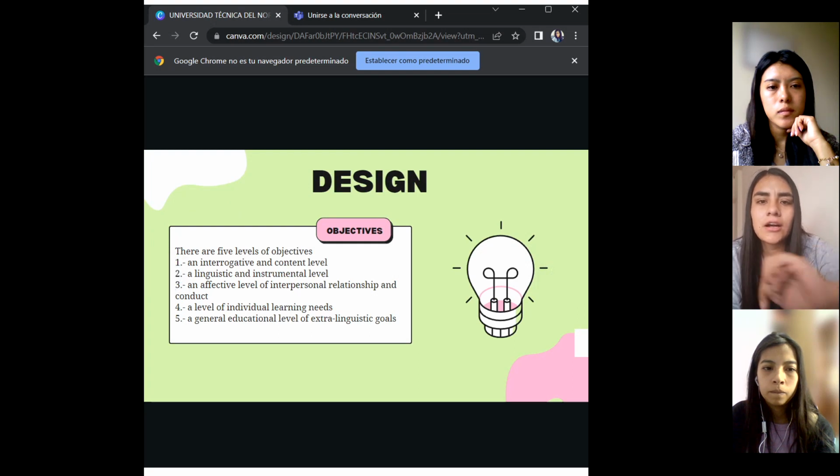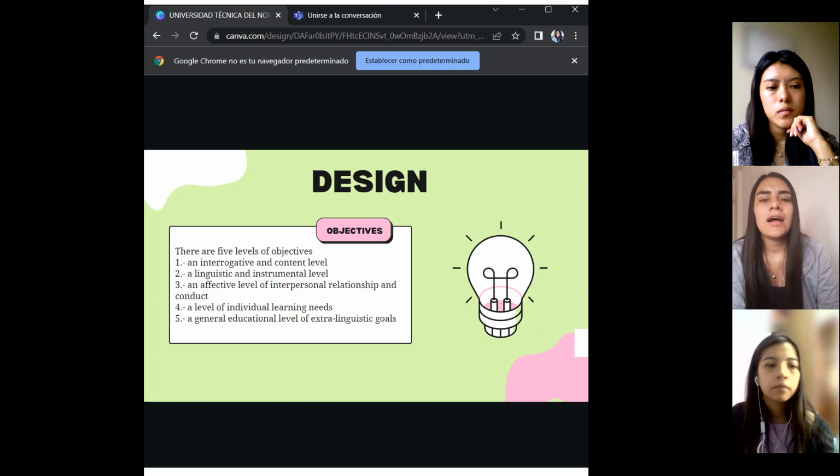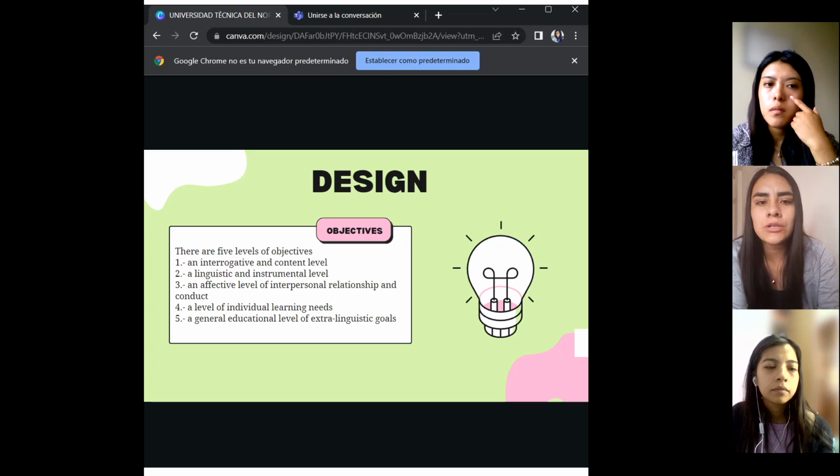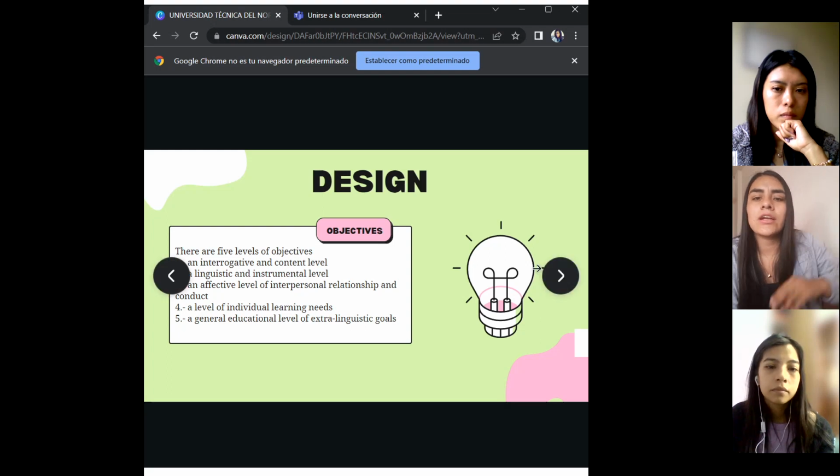Design. Objectives. There are 5 levels of objectives: an integrative and content level, a linguistic and instrumental level, an affective level of interpersonal relationship and conduct, a level of individual learning needs, and a general educational level of extra-linguistic goals.